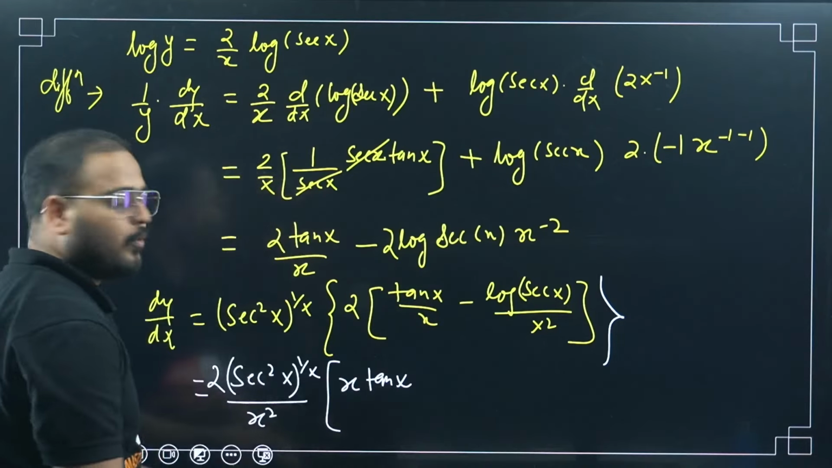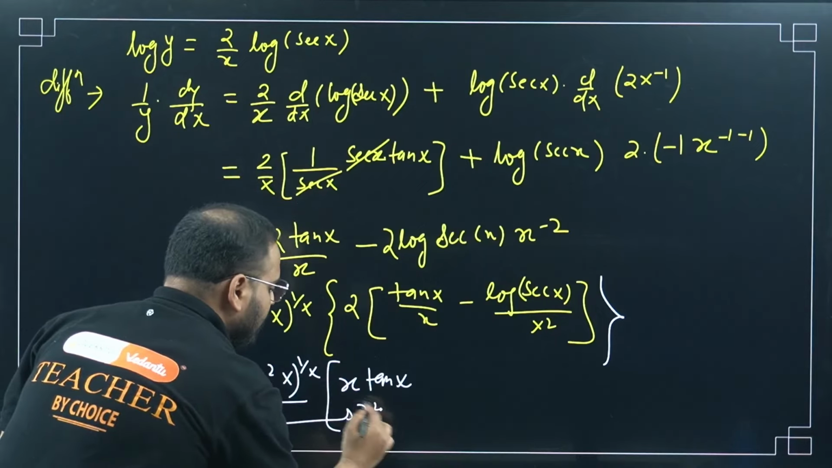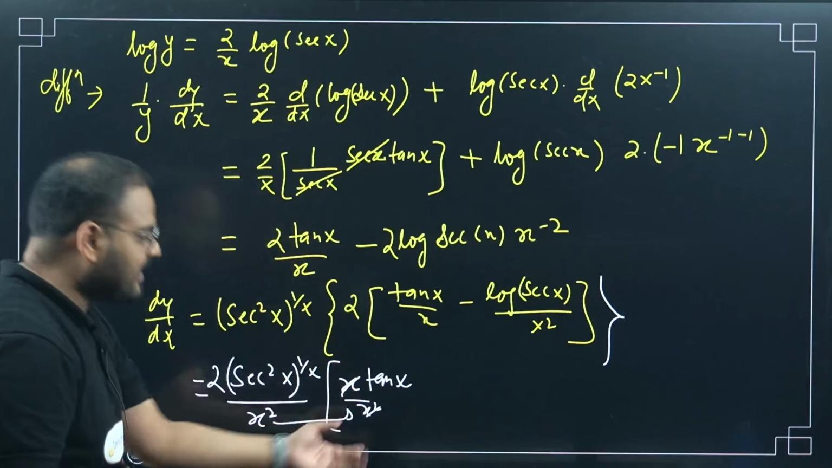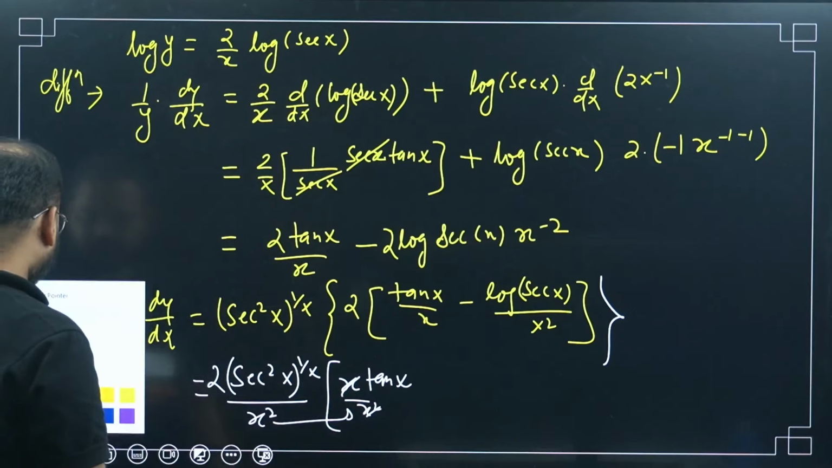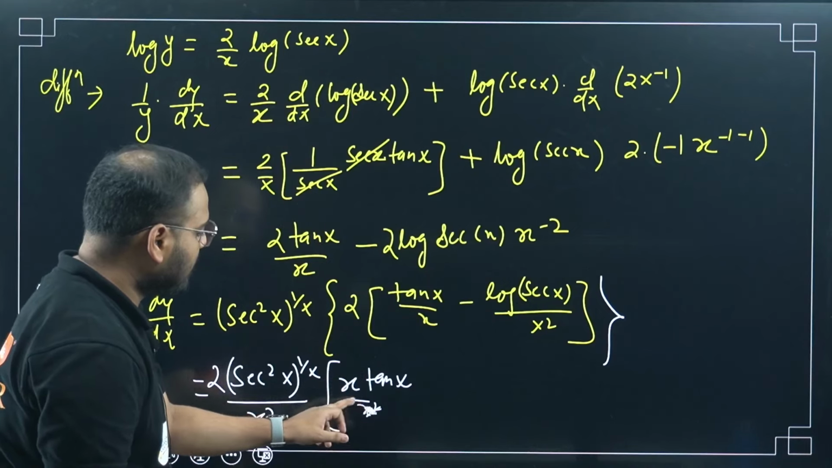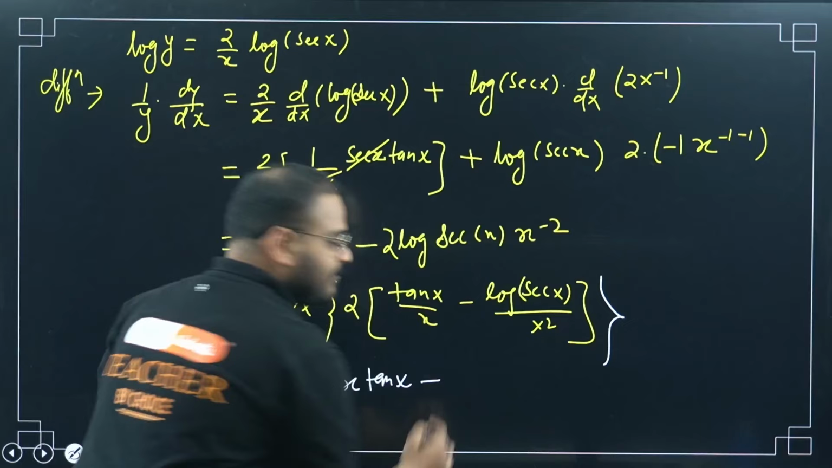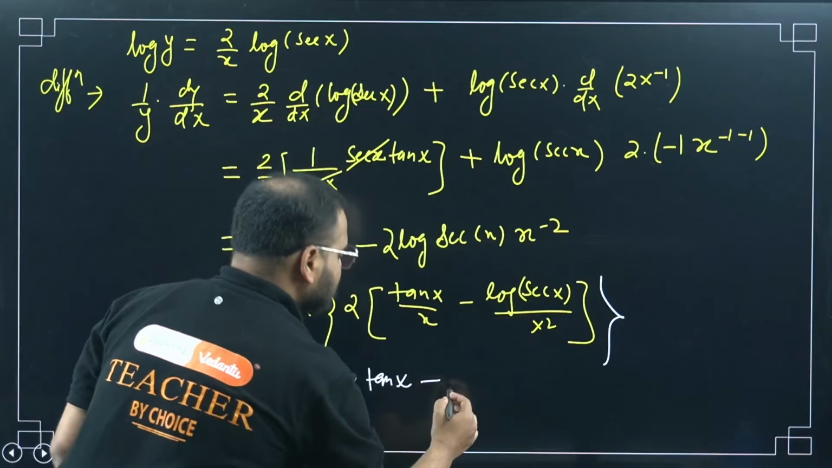If you're confused, do one thing. Bring this x square inside. Cancel x and x. What is left? Only x in the denominator. So I can simply write this as x tan x. I hope this is clear. Okay. This is clear, right? Very simple thing. Now what is this?